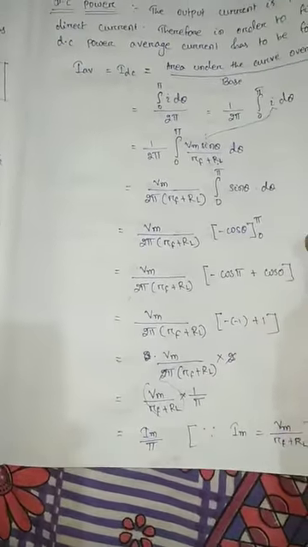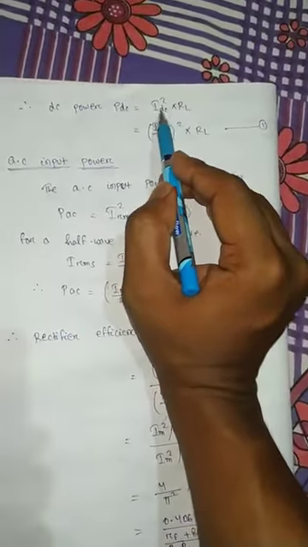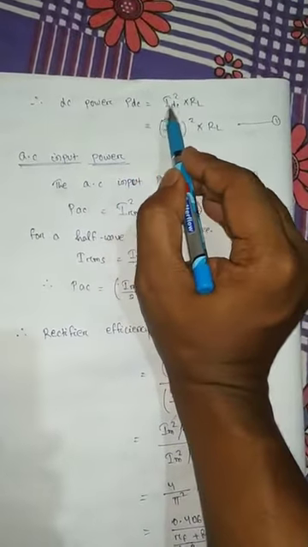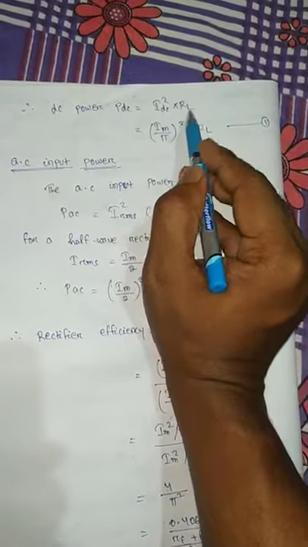Now the average DC power will be calculated as follows. The DC power PDC: we know that power equals I squared RL. So power PDC equals IDC squared into RL.